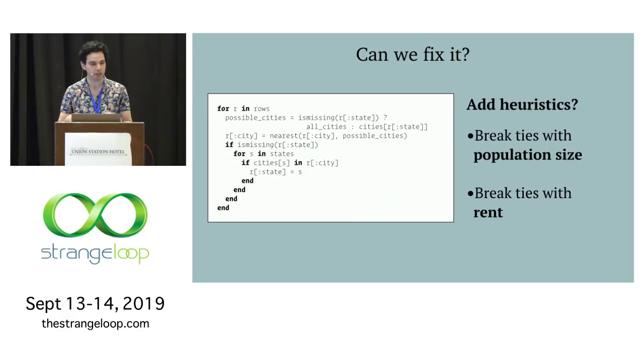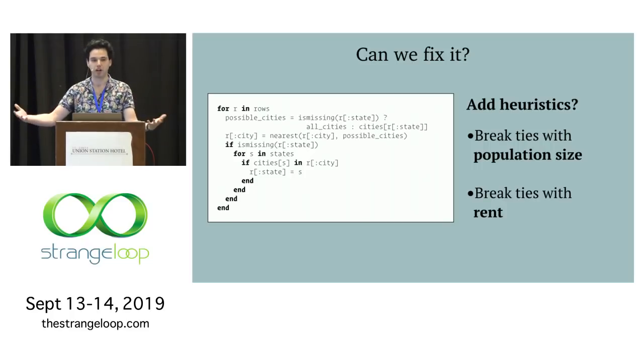So we could say, we're going to take our script and try to solve this problem. We often debug in a cycle. Debugging is an iterative process. We run our script, we realize it doesn't do what we want, we go back and we change the script. So we could say, let's add heuristics. Let's say that when there's a tie, when two cities could possibly be the city that we're going to fill in, we're going to break that tie with population size, which one has the bigger population. Or we could break ties with which one has a rent that's closer to the rents of all the other entries that have that city in the table, right? We could do something like that as a heuristic.